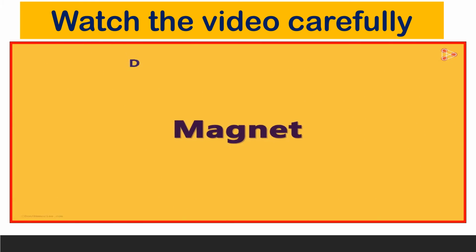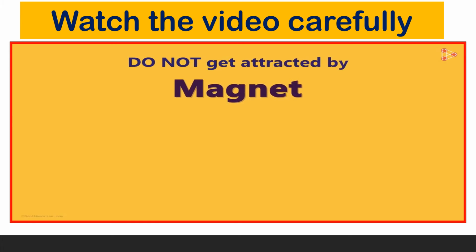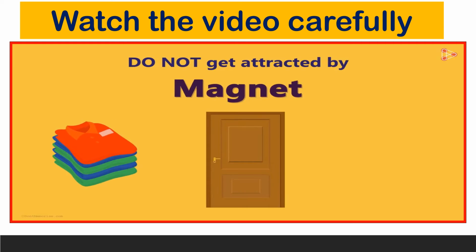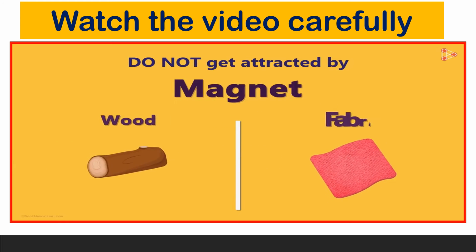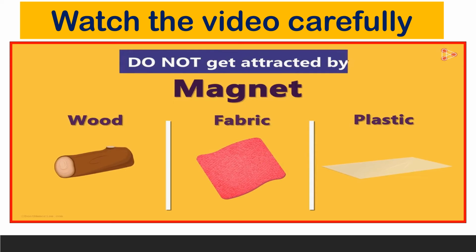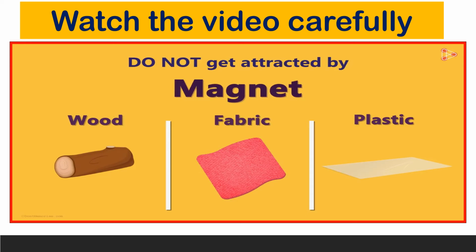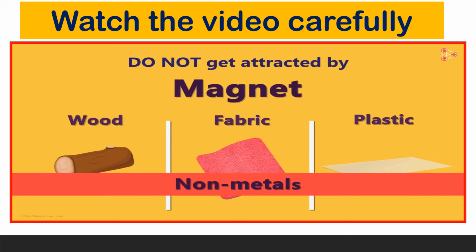What about the objects that do not get attracted by a magnet? Well, there are so many that we can find in your house. Clothes, wooden doors, wooden tables are to name a few. Or to be more specific, we will say that wood, fabric, and plastic do not get attracted to a magnet. But what exactly are these objects? Yes, they are non-metals. You wouldn't find any non-metallic object around you that will get attracted to the magnet.